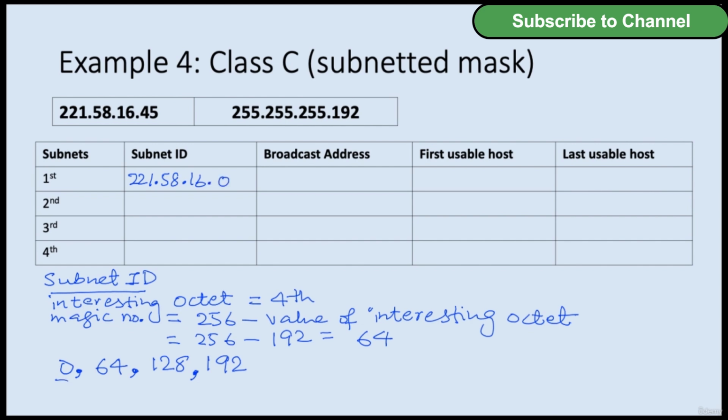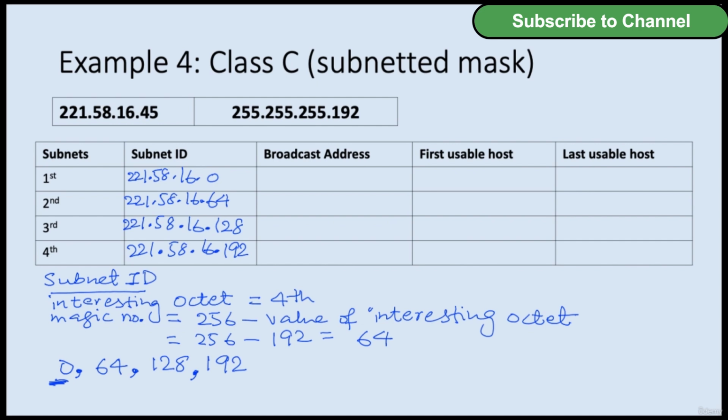221.58.16.0. The first one is used where it is used in the interesting octet, which is the 4th octet. And then the next one, 221.58.16.64 is my next subnet ID. Then 221.58.16.128 is the next, and then 221.58.16.192.